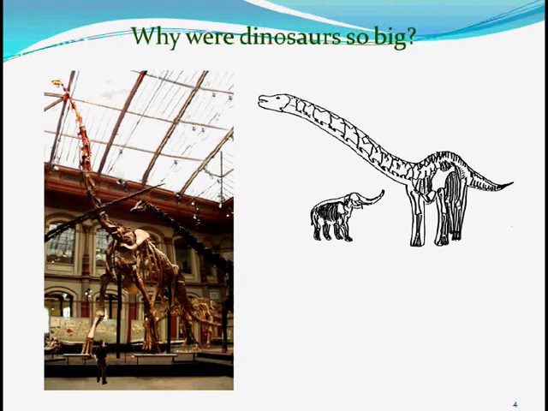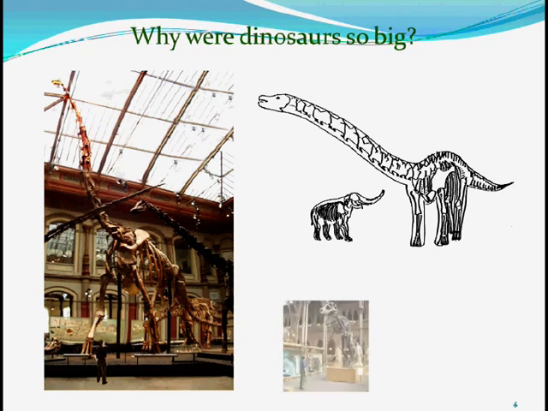Diplodocus stood 3.8 meters tall at the hips. The Indian elephant is only 3.1 meters head height. Carnivorous dinosaurs, such as Tyrannosaurus rex, were also gigantic. They were comparable with elephants in size, but seem to have led a much more active lifestyle than any elephant.